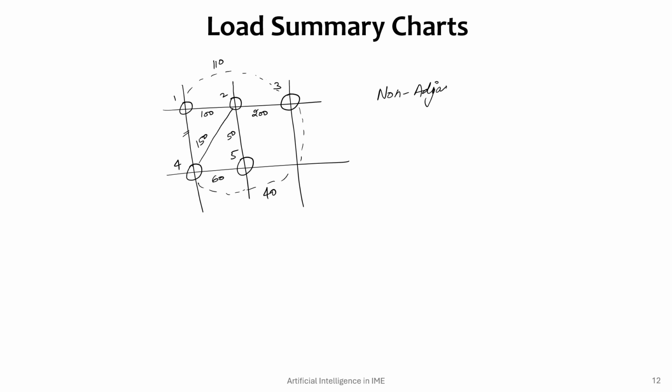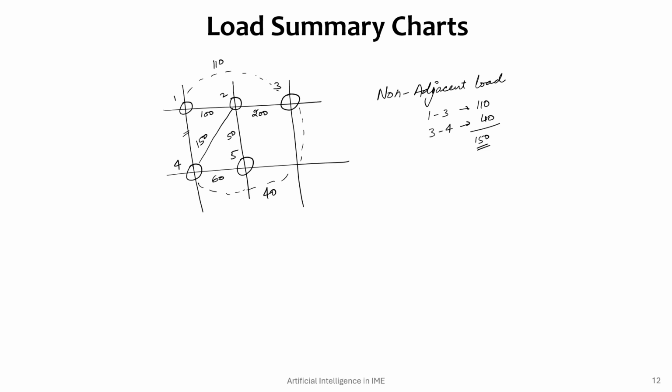So the total non-adjacent load is 1 to 3 and 3 to 4. Okay, so this was 110 and this was 40. So this 150 units of load must be reduced so that we can gain more cost savings out of the better or revised layout. So how can we do that? We can move 3 towards 1 and 4 because they both have a connection with this layout, right?